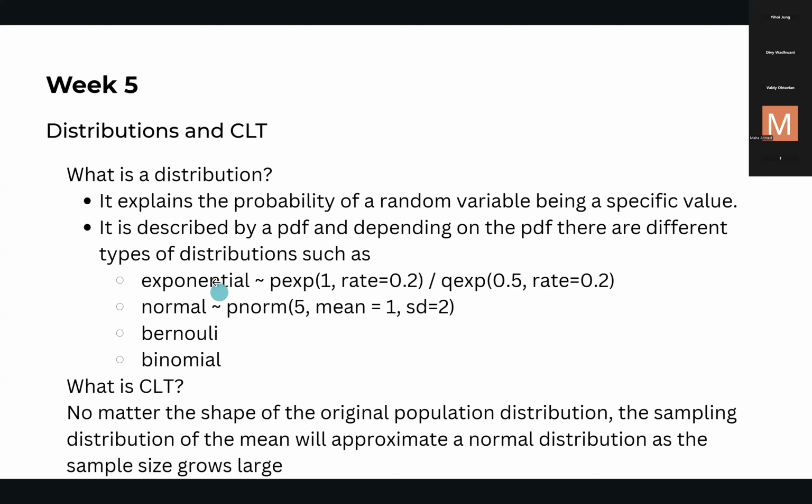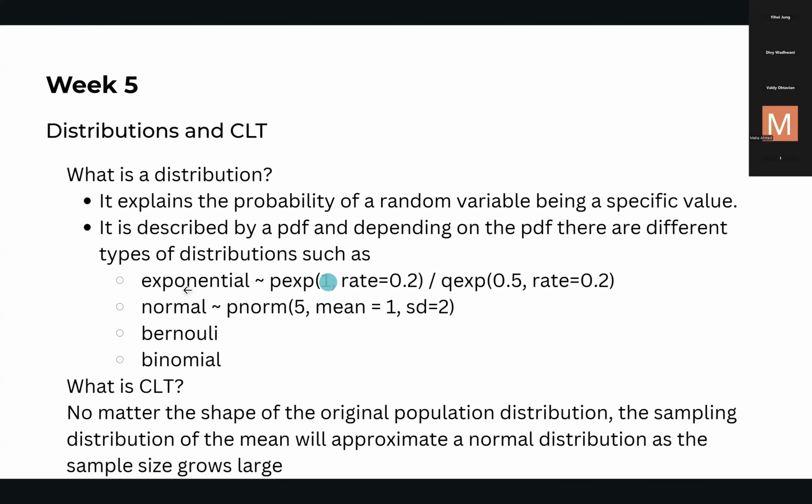Then for the exponential distribution, if you want to get the probability, you need to use pexp. This is like the PDF function, and the rate is 0.2, and the value you're trying to find is 1. But if you want to find the quantile for 0.5, you do this function. exp just indicates that it's the exponential distribution, p is the probability, and q is the quantile.